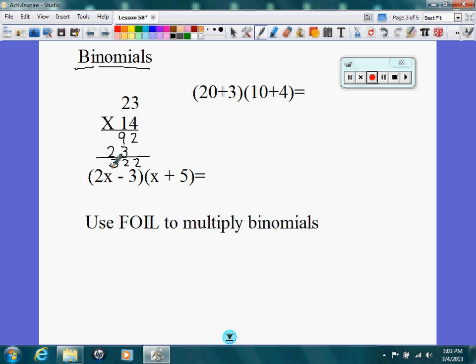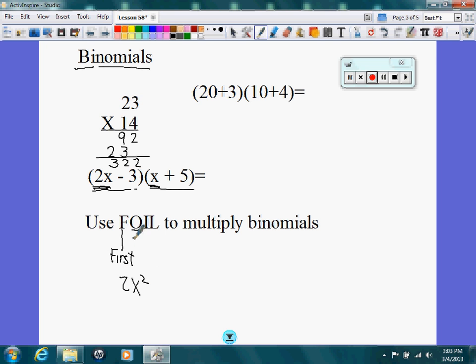Okay, so this is a binomial times a binomial, and we have a little trick or a little mnemonic that we can use to multiply binomials. We can use FOIL, F-O-I-L. The F stands for first. First times first. First term times first term. Here's the first term. Here's the first term. So if we multiplied 2x times x, we would get 2x squared.